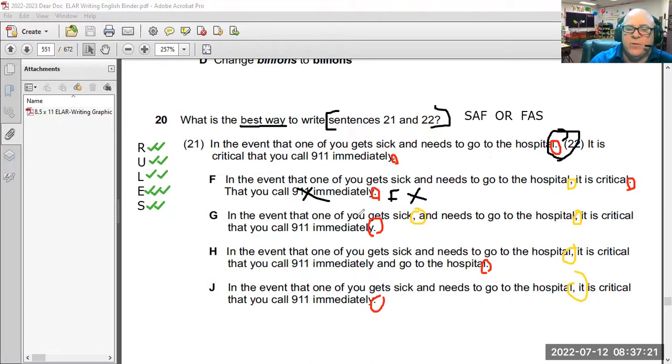Letter F. You need to not go from a fragment to a fragment. You got to go from a fragment to a sentence. Letter G, capital. In the event that one of you gets sick, comma, and needs to go to the hospital. So if you get sick, that's one thing, and need to go to the hospital, that's another thing.